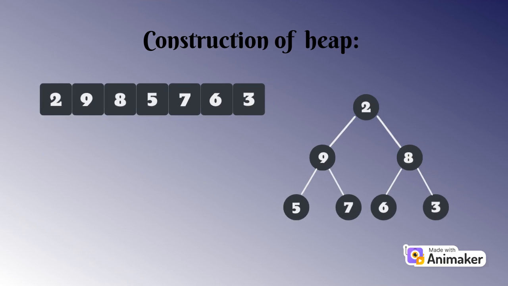Proceeding to the next iteration, the value of k becomes 1, which is the root node. Compare the root node with its children. If the children nodes have greater value, interchange.